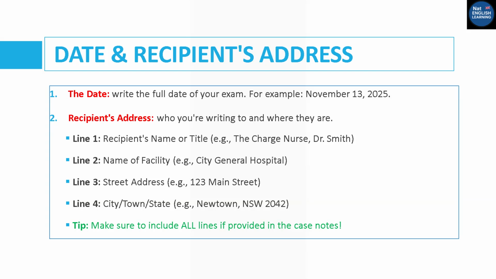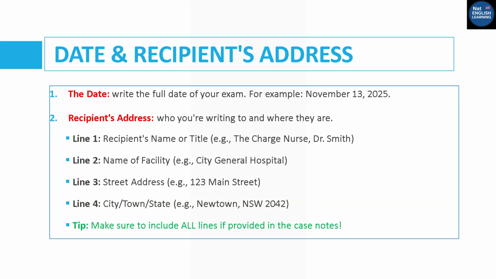Next, let's talk about the recipient's address. This is where you tell the recipient who you are writing to and where they are located. It's essential to get this right for any formal communication, and trust me, you want to be specific. So, here's how you break it down. First, you start with line 1, which includes the recipient's name or title. For example, the charge nurse or Dr. Smith. Make sure it's accurate.